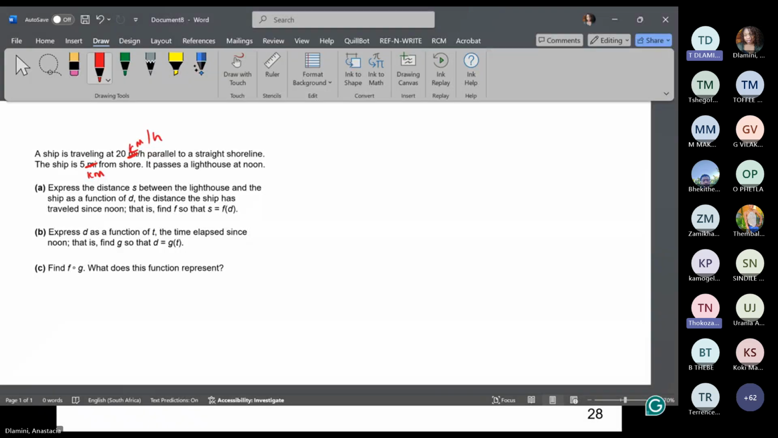What are you finding, guys? Let's analyze the statement. A ship is traveling. Let's start there. It says express the distance, but don't find the distance yet, it's not going to make sense. Draw the question if you have to. Forget about A, B, C. Let's look at the statement, because if you don't understand the statement, then you won't be able to solve for A, B, C.